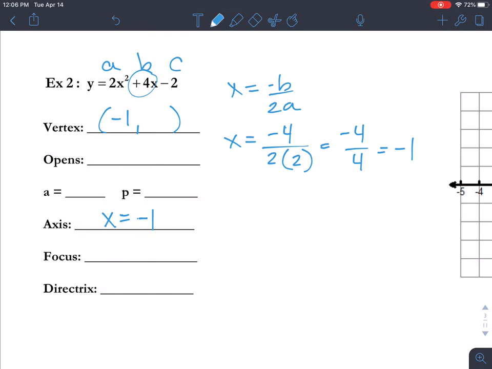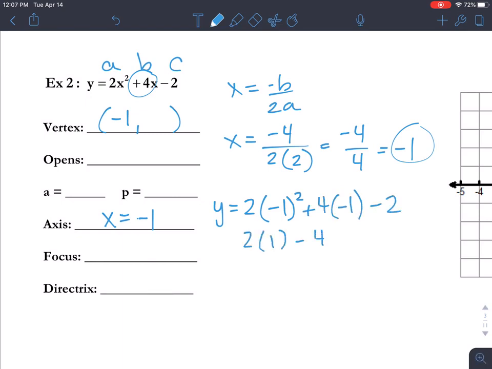Now, what is the y value? Well, you're going to take your equation, y equals 2 times, so instead of x, we're going to plug in negative 1. Negative 1 squared plus 4 times negative 1 minus 2. 2 times 1 minus 4 minus 2 equals 2 minus 4 minus 2. Okay, I did that super slow, sorry, which is negative 4.